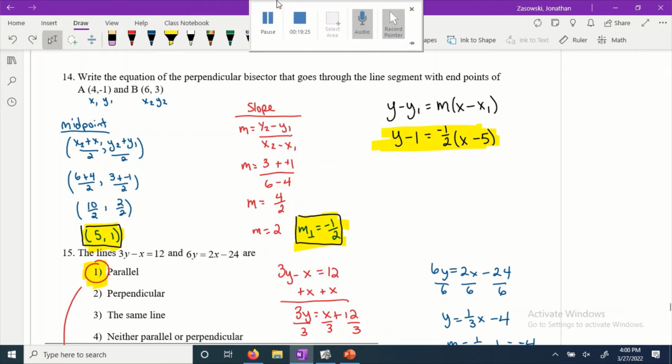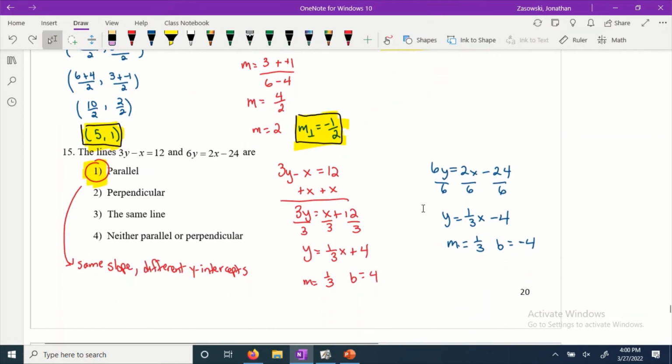For number 15, we want to see if these lines are parallel, perpendicular, or neither. Remember, perpendicular is opposite reciprocal slope. Same line means that they're going to be the exact same equation. Parallel means they have the same slope, different y-intercepts, and anything else is going to be neither. So the first equation, we add the x to both sides and divide by 3. We're going to get a slope of 1/3 and a y-intercept of +4. On the second equation, we're going to divide by 6. We get a slope of 1/3, since 2 over 6 is 1/3, and then -4 for the y-intercept. Since their slopes are the same and the y-intercepts are different, we know they're parallel.